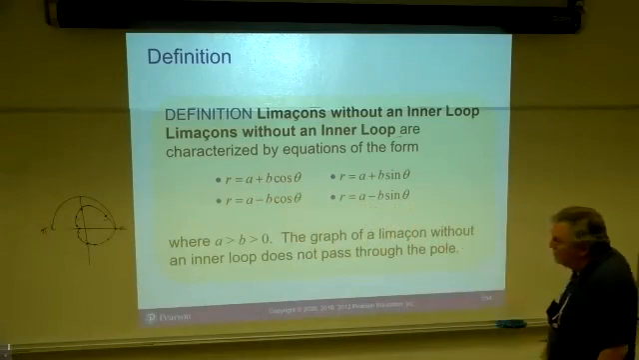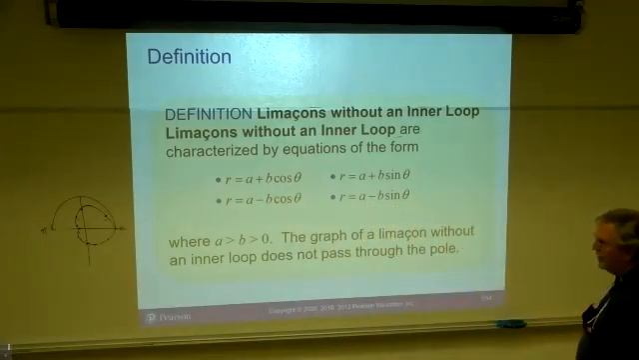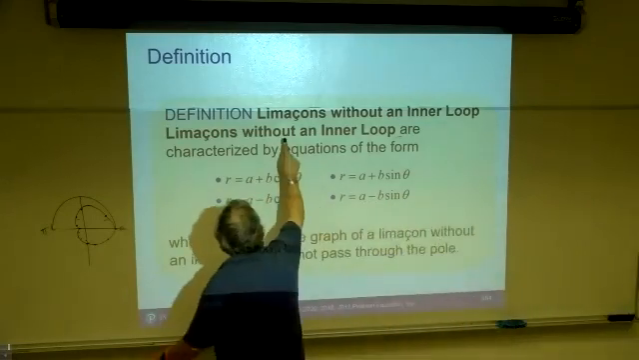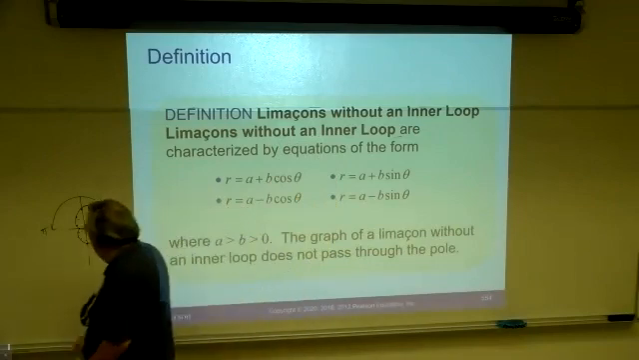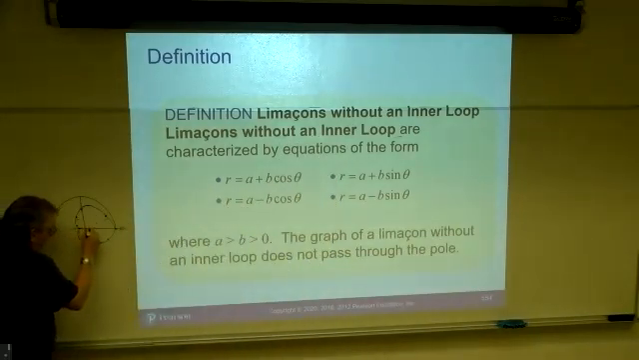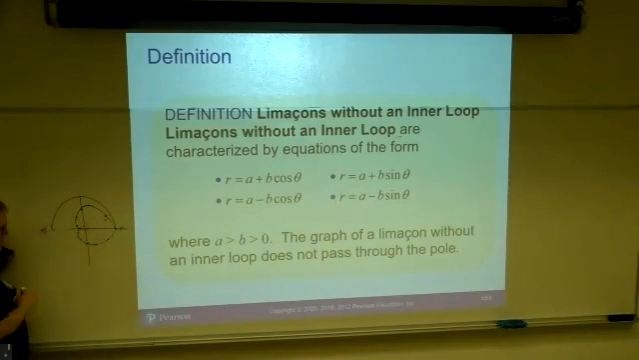Now, what happens if the A and B are reversed, where the A is smaller than the B? Well, then you have one of these limacons with an inner loop. An inner loop looks like that. So we have those situations.